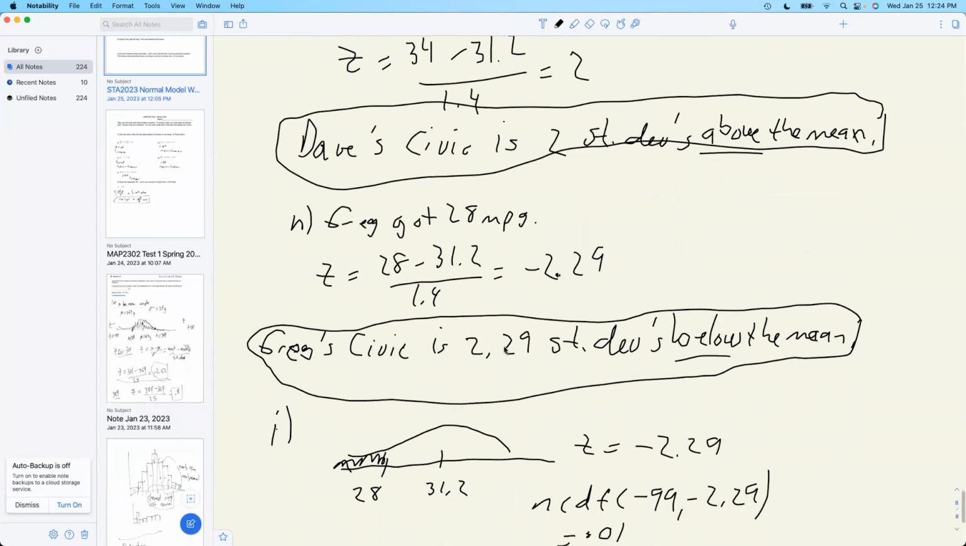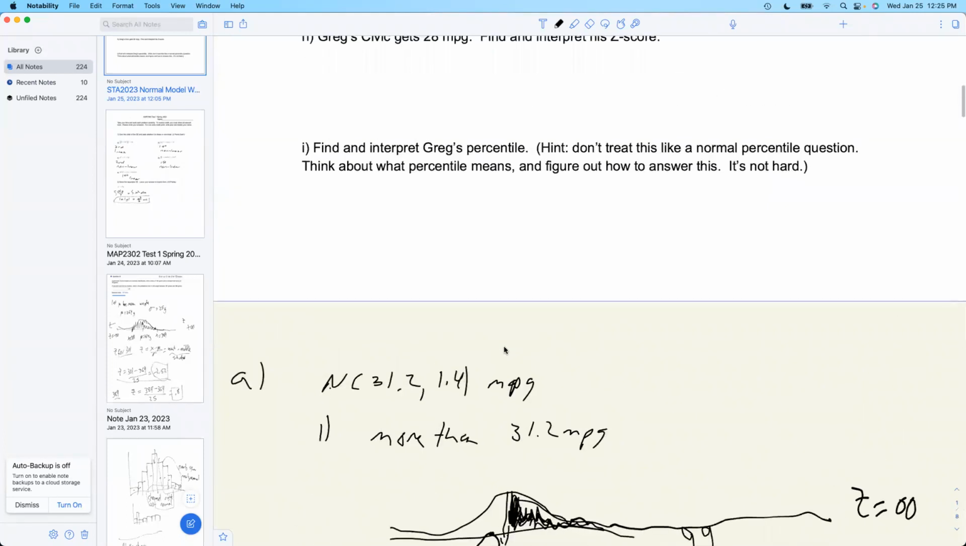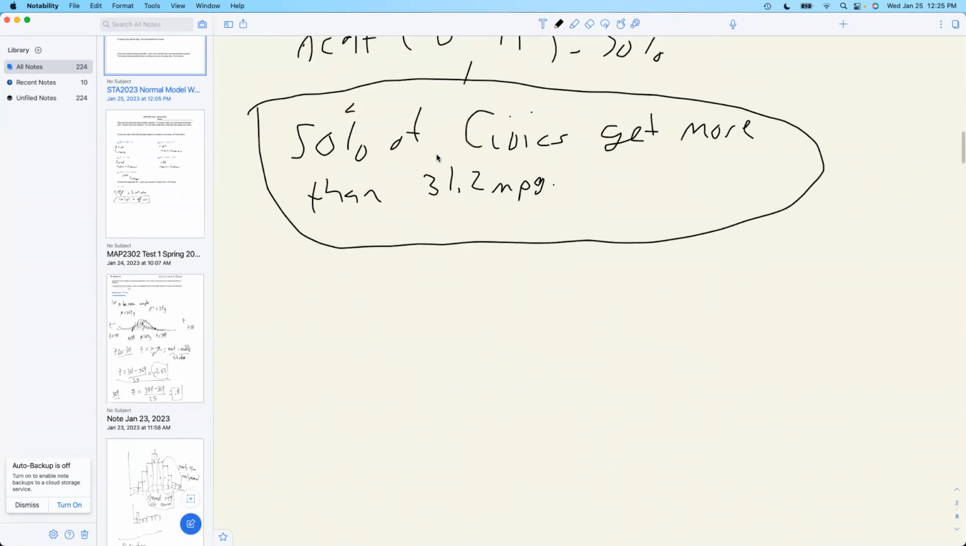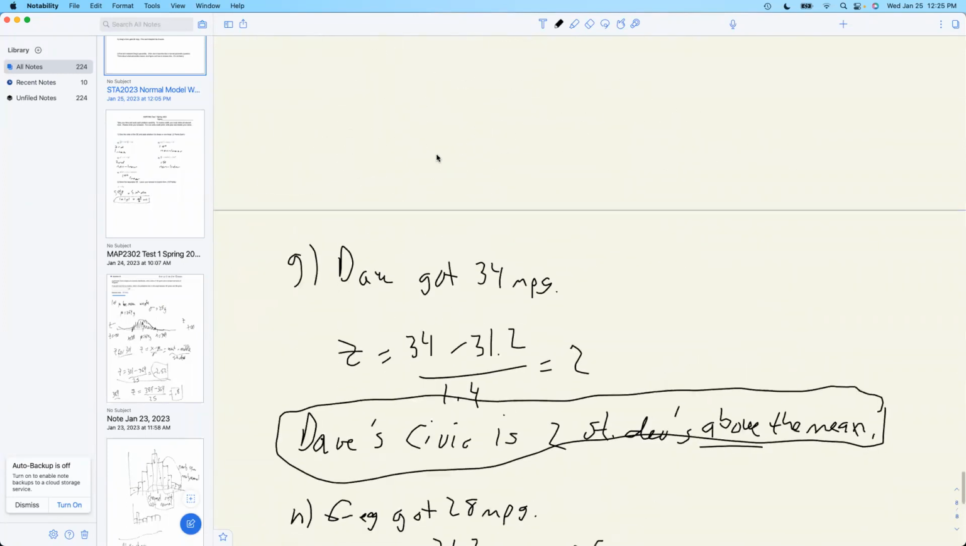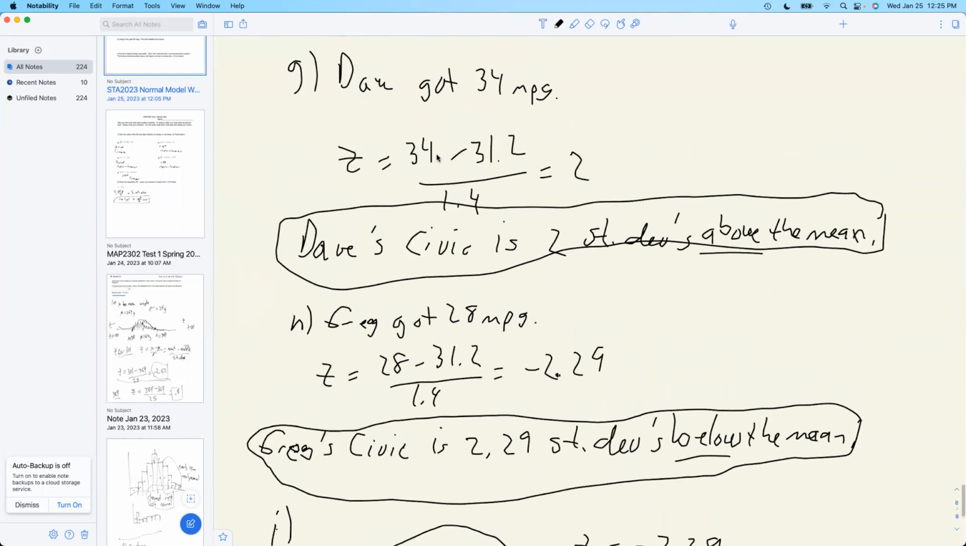Okay. And then the next question, here I'll scroll back up so you can see it, says, okay, let's find his percentile. So this is a different kind of percentile question. This is not a regular old percentile question. Because with a regular percentile question, I tell you the percentage and ask you to find it and interpret it. Here we're going the other way. We know his gas mileage. What I'm asking is, what percent of cars get less than him?